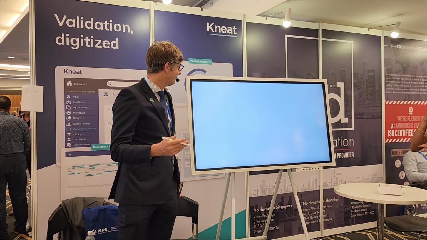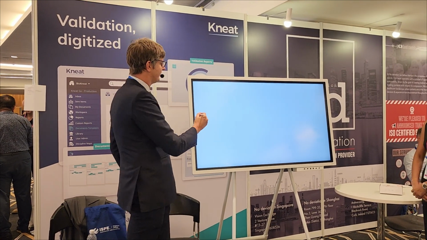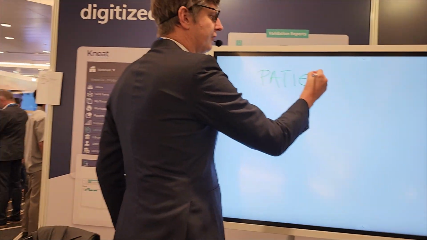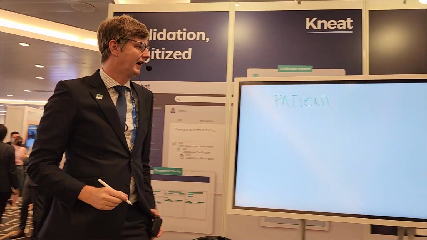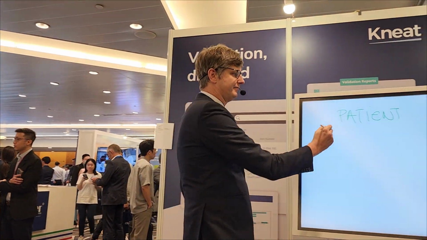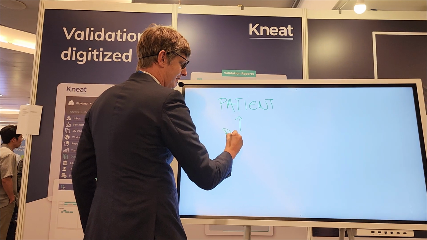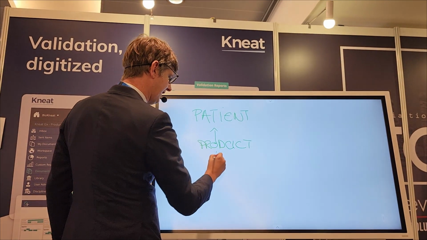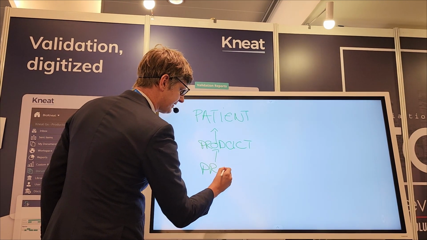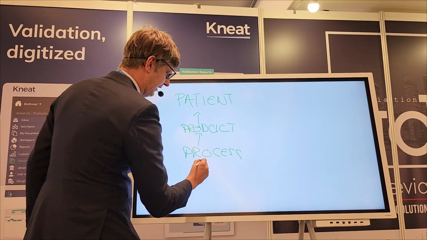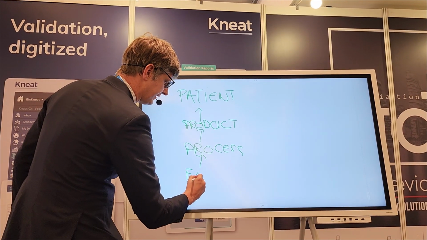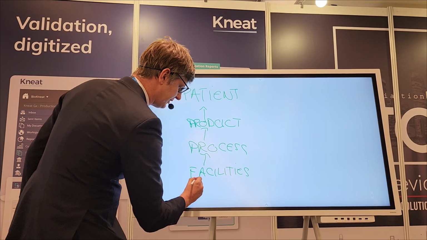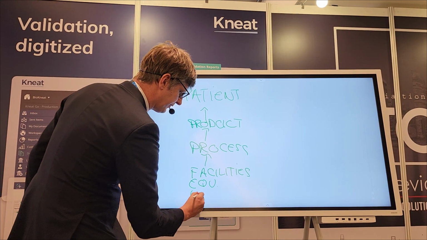Right? So, like we do in deviation, and we have a sticker about it. The first thing we put on top of everything we do is the patient, right? And this patient needs a product, and that product is made with a process, and that process is made in your facility and with some equipment and some utilities.